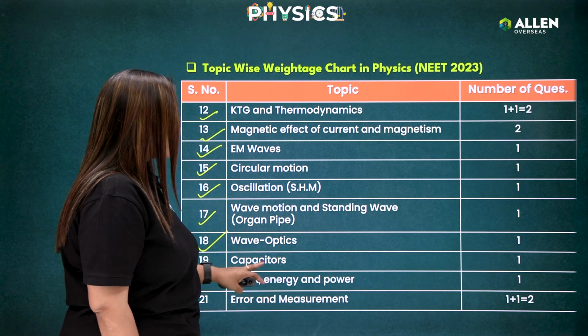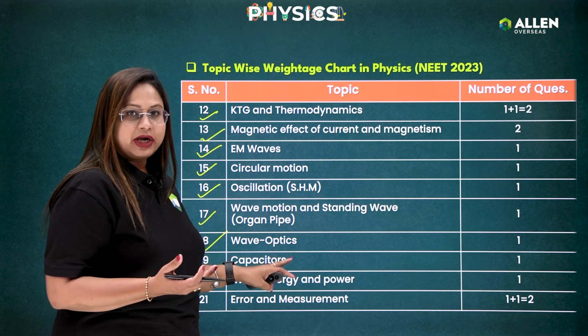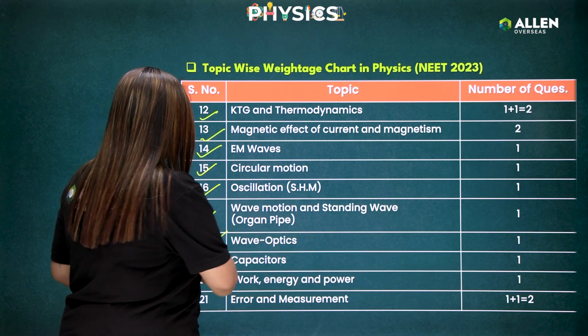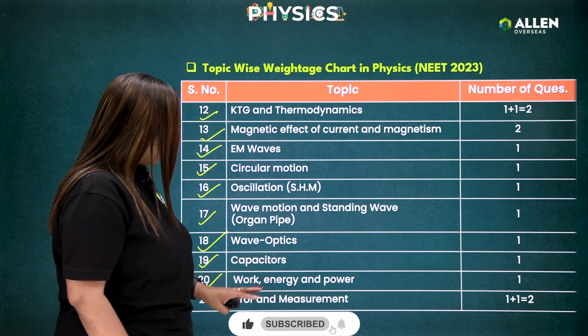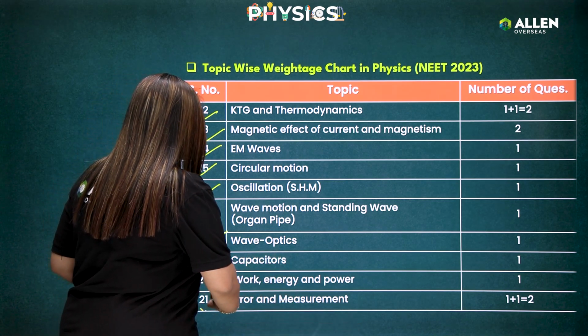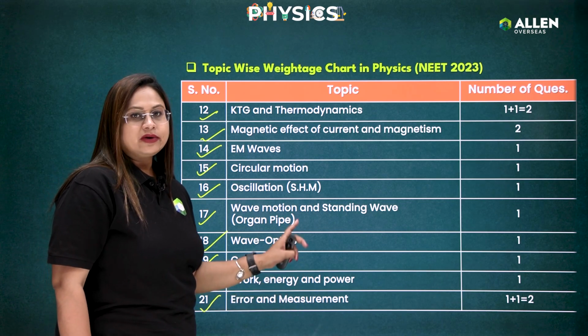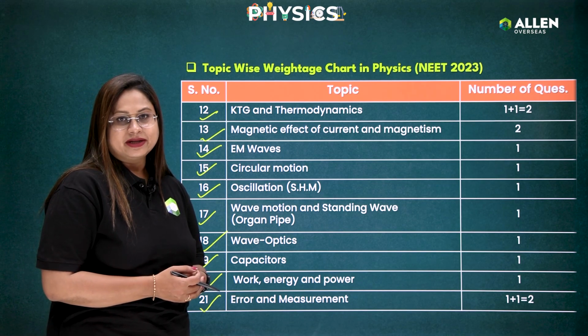Again, from the capacitor, one equivalent capacitance circuit has been given. It was extremely easy, only one question was there. From the chapter of work, energy and power, again we had one question. And last but not the least, this was very obvious, that error and measurement. One question was there from error and one question was there from measurement.